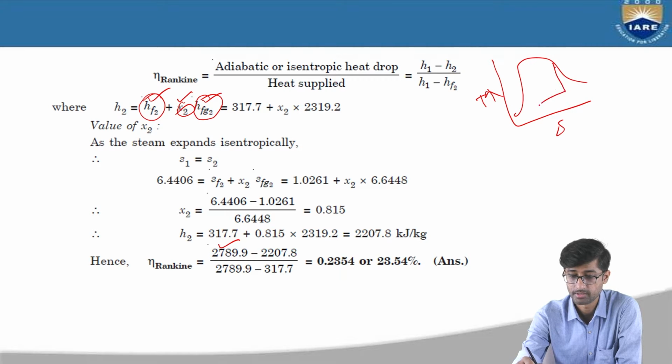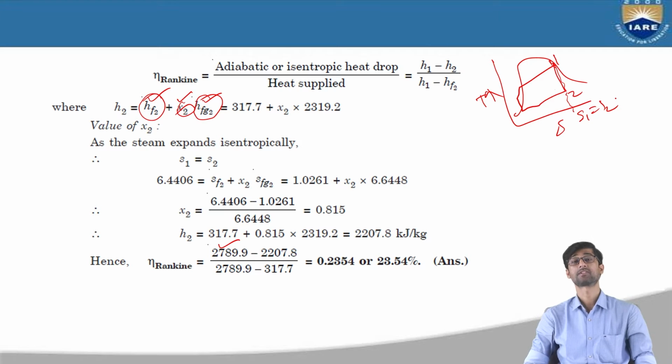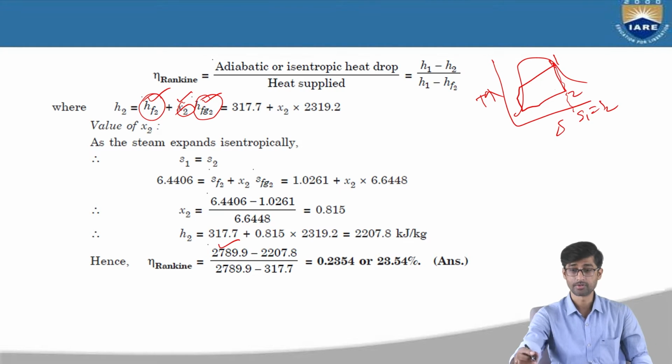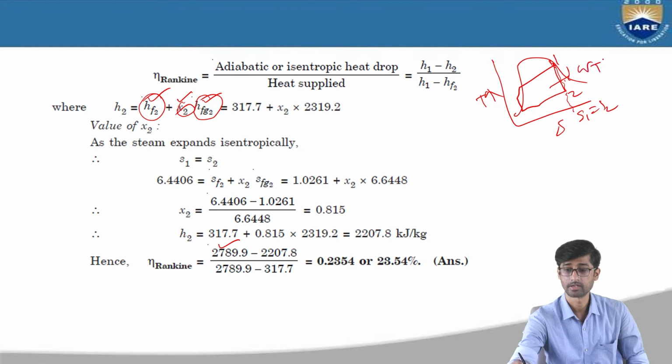If you see, this is the TH diagram. You see here, this is 1 and this is 2, right? So here the entropy remains constant, S1 is equal to S2. This is a reversible adiabatic expansion process which will produce turbine work here, right?